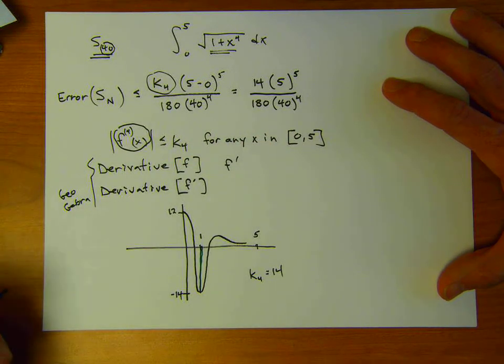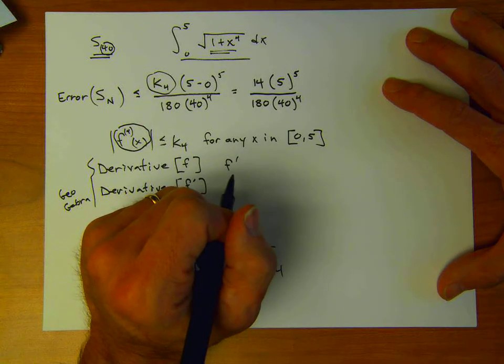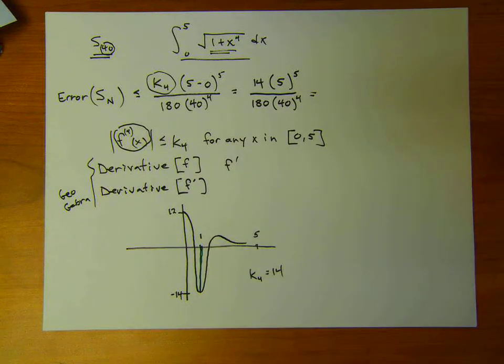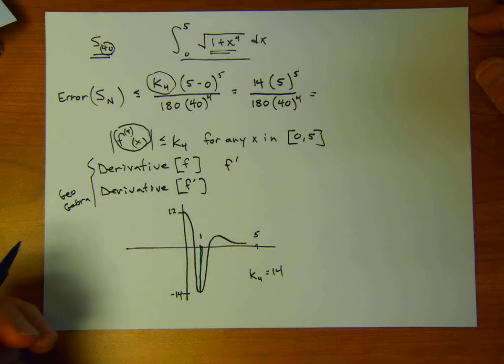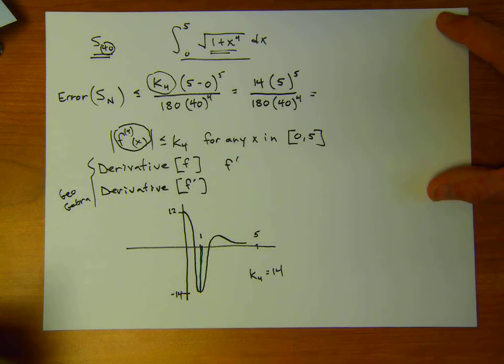S40 is going to be a very good approximation for this function on this interval. So I would just suggest go ahead, crunch that in your calculator, and that would give you what the maximum error is. But it's going to be on the order of something like 10 to the -7th or 10 to the -8th. Very, very small error after just 40 partitions for Simpson's rule.